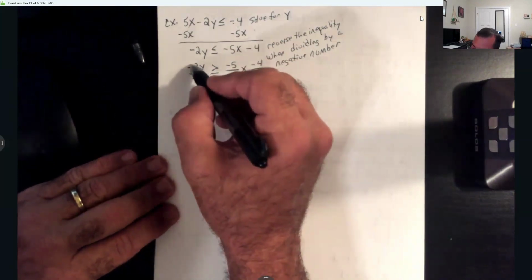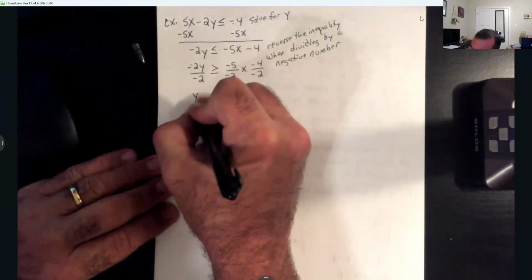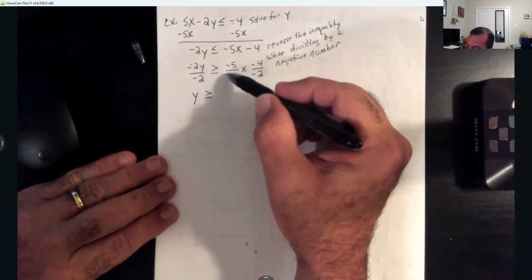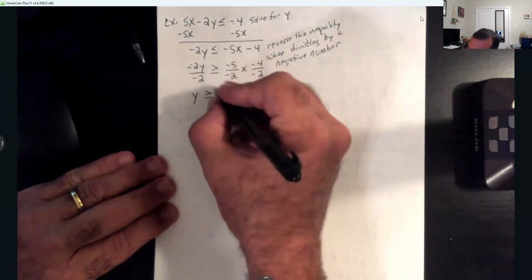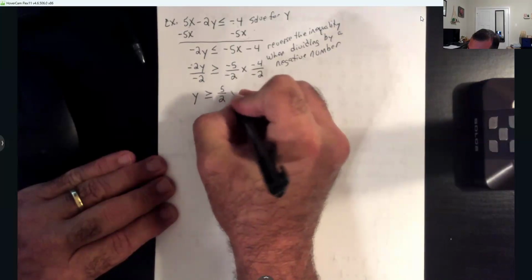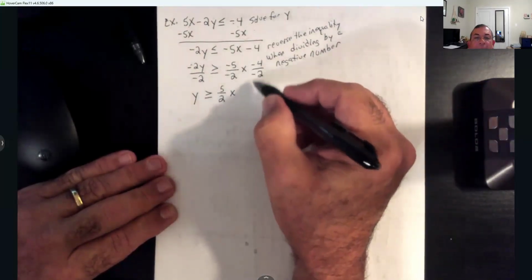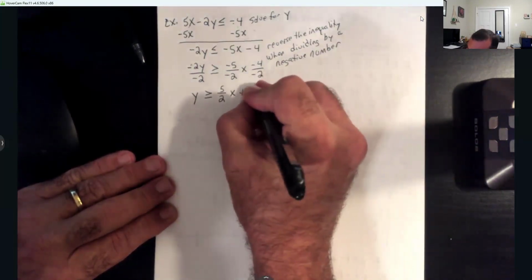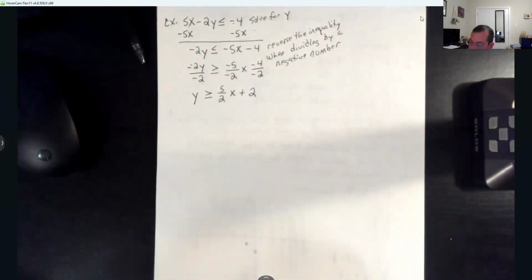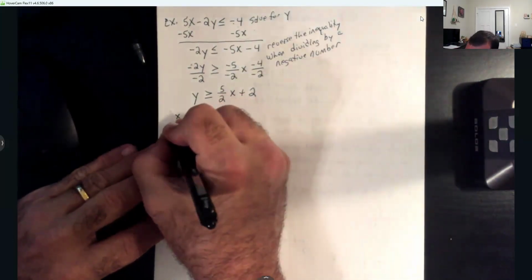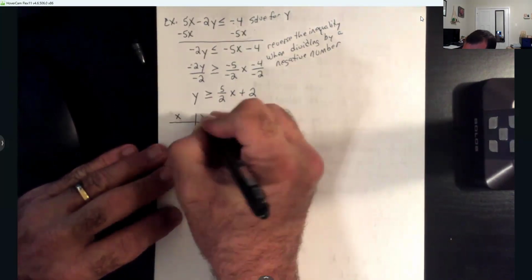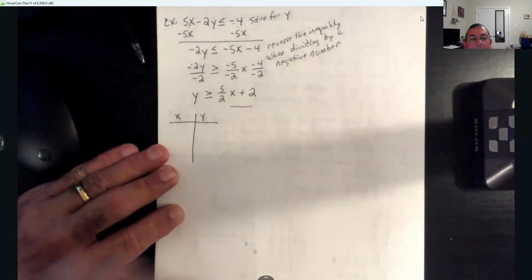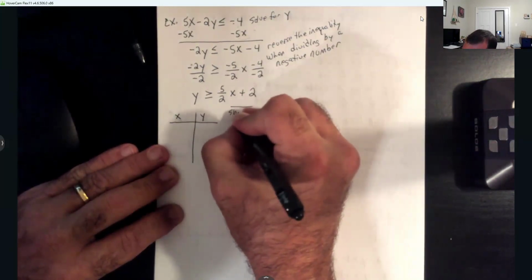And y'all, let's see what we get. -2 divided by -2 makes that a positive y greater than or equal to. These two negatives will make that positive. Can't do anything with that, so we'll leave that at 5/2 x. And then at the end, these two negatives will make that a positive. 4 divided by 2 is a 2. All righty, so I'm going to figure out my points. Now, I do know this in MathLab. It's going to be a solid line, and it's greater than, so I'm going to shade above.